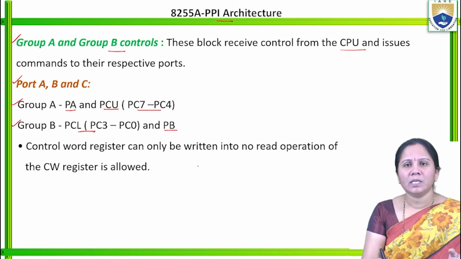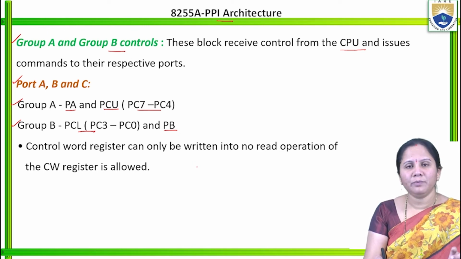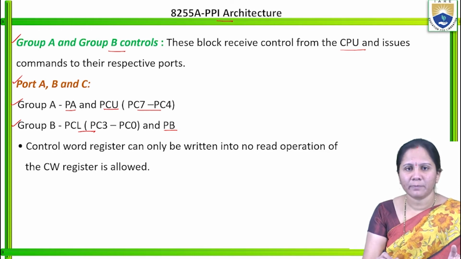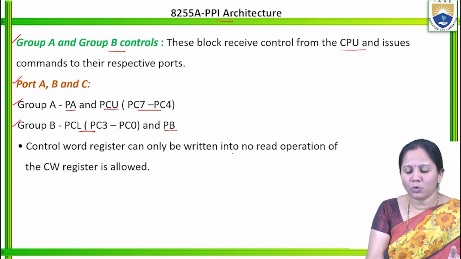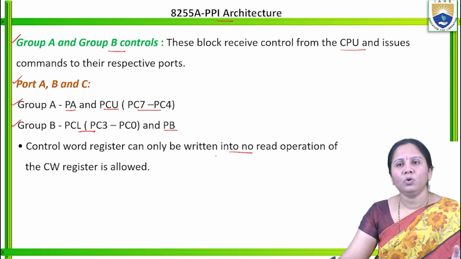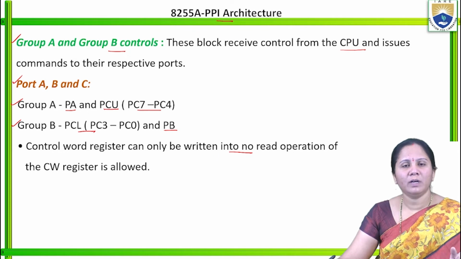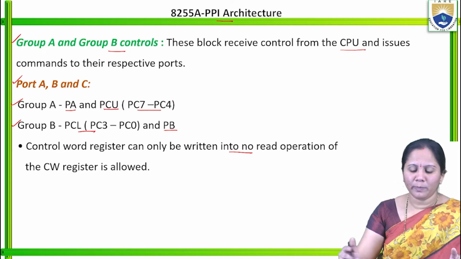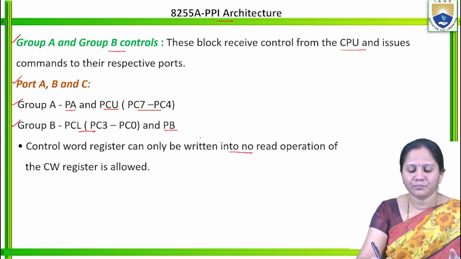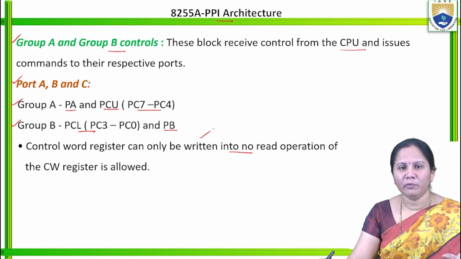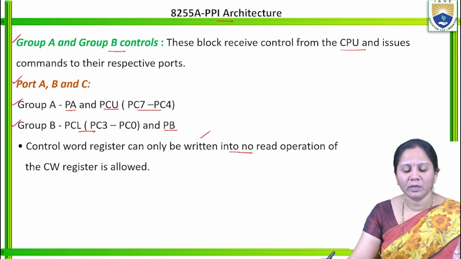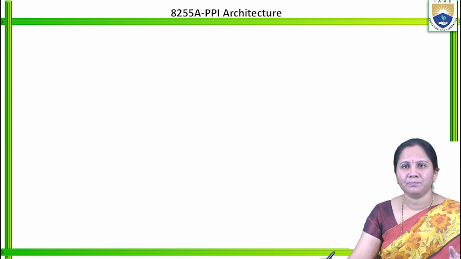Another one is the control word register, which is called CWR. It is an 8-bit register. We can program this 8255 according to the given conditions into the control word register. This control word register can only be written into; no read operation of the control word register is allowed. So by using the control word register, only write operation is performed. Read operation cannot be performed from the control word register by 8086.